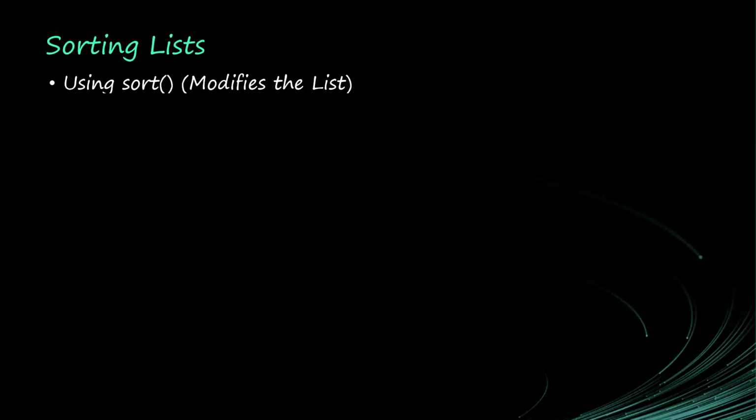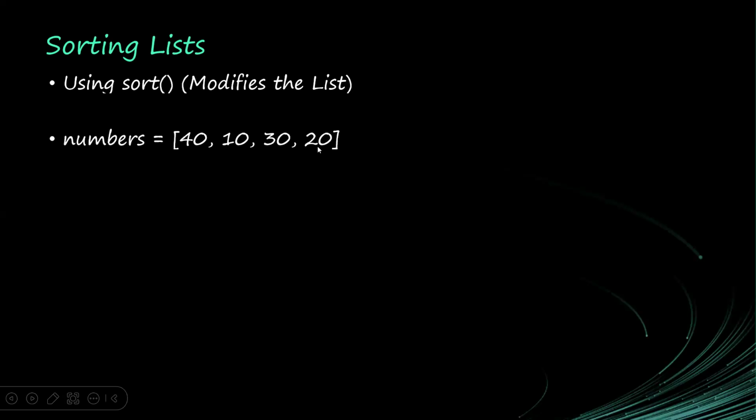The first one is that you can use the sort method. When you use the sort method, it will modify the original list. So let's say you have this list, 40, 10, 30, 20. If you sort this list, the original list will be modified. It will be changed permanently. In case you don't want to change the original list, you want to work with a separate list, there is another way of doing it.